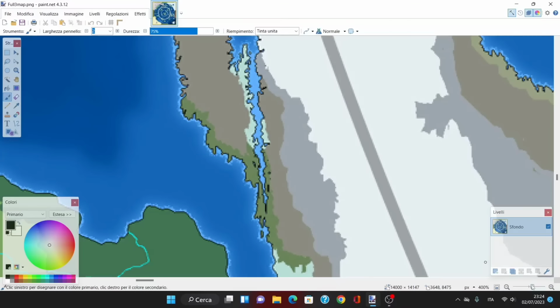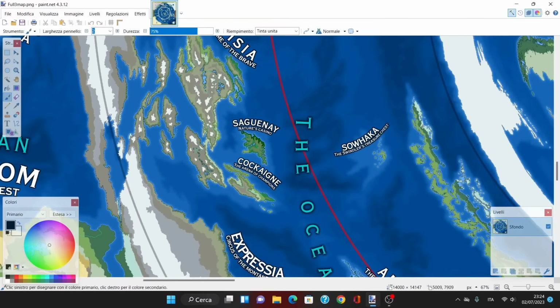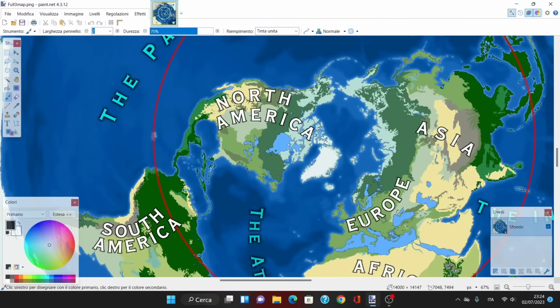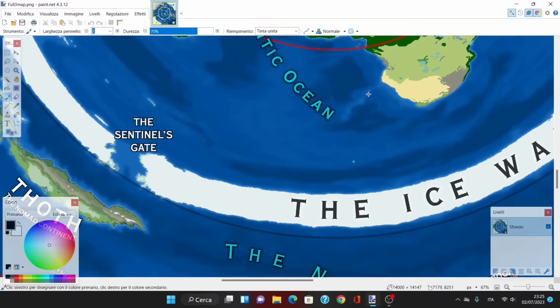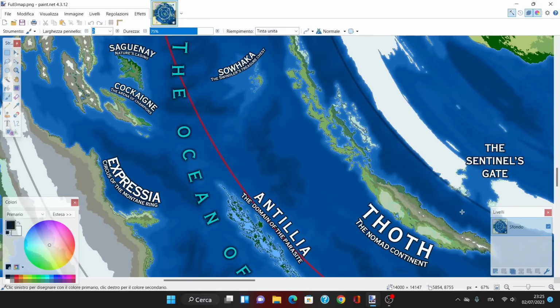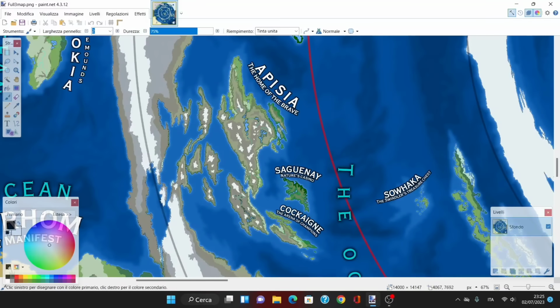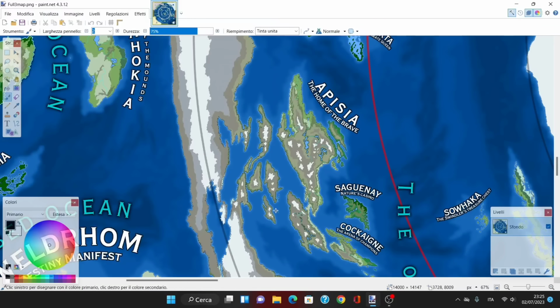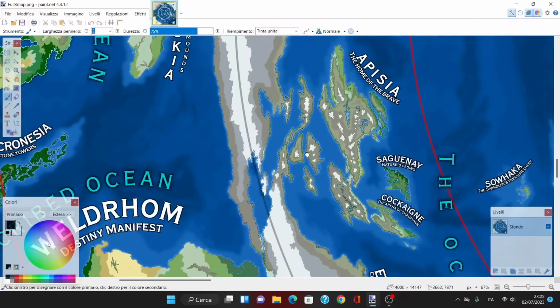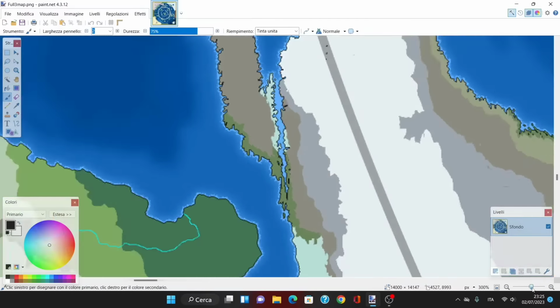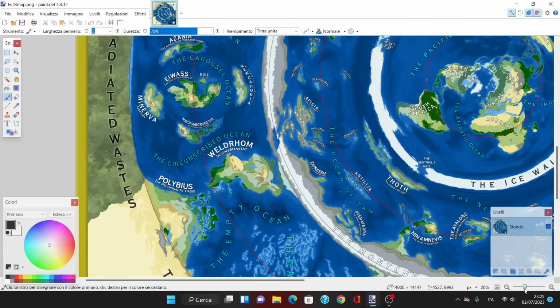So this is the only actual place you can probably go boat to boat from the center of the world, so Europe, North America or something like that, Africa, don't know, don't care, and then out of it through the Sentinel's Gate, and then take a line on Thoth if it is there, since it is a nomad continent, then reach places like Cocaine, Expressia, Saguenay, Apisia, and then you have to circumnavigate Apisia and get into these islands, and finally you can go into this strait and exit it, and finally find yourself in the second ring.